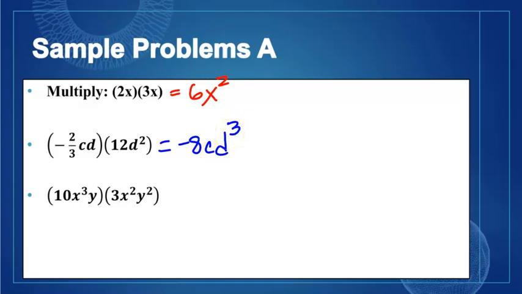Next, I have 10x cubed y times 3x squared y squared. 10 times 3 is 30. Then I got x cubed times x squared. Remember, we add the exponents, so that would be x to the 5th. And then y times y squared is y to the 3rd.